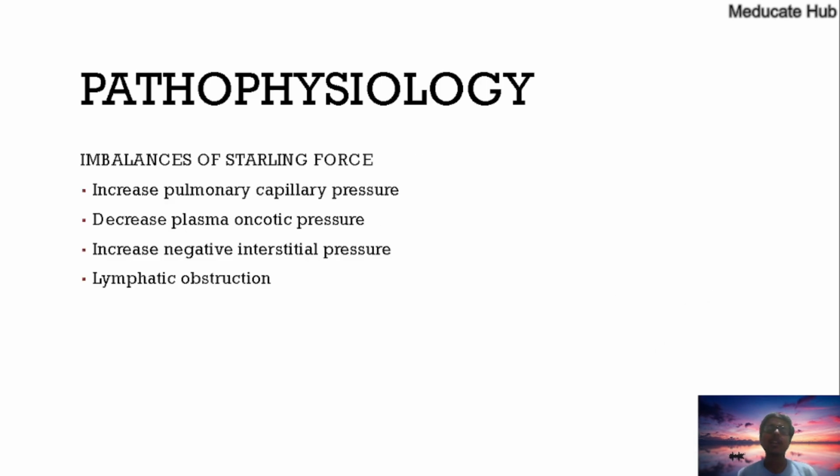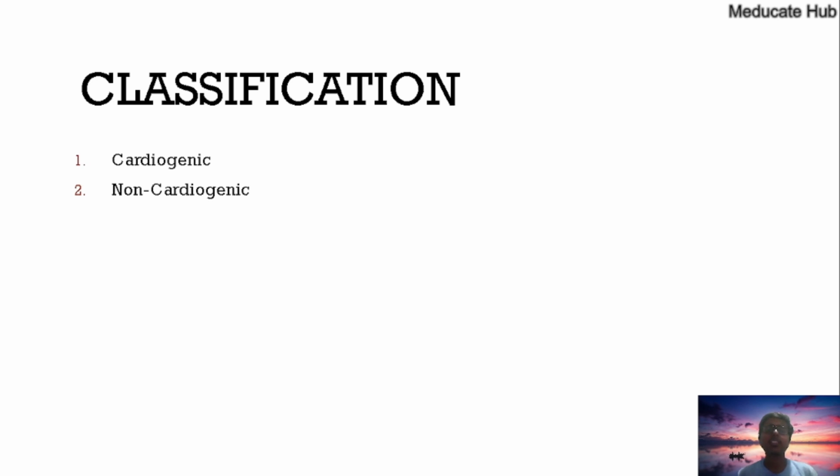Next, we'll see the pathophysiology. It is an imbalanced Starling process. That means an increase of pulmonary capillary pressure, decreased plasma oncotic pressure, increase in negative interstitial pressure, and lymphatic obstruction. Next, there are two types of classification: cardiogenic and non-cardiogenic.